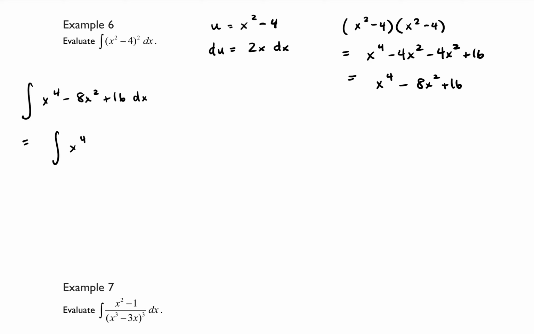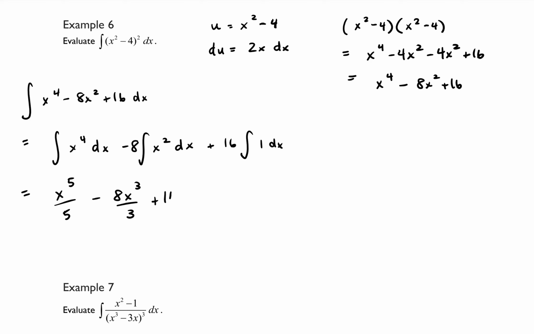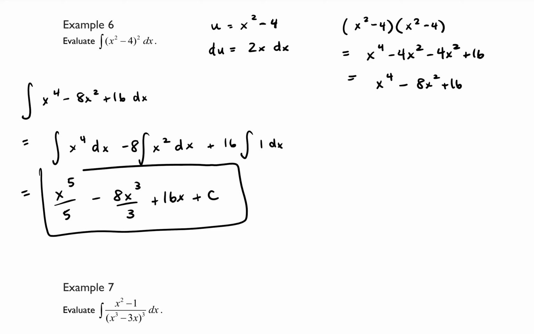separate that into different integrals. And so that's going to be x to the 5th over 5 minus 8x cubed over 3 plus 16x plus c. And that is our final answer for this one.